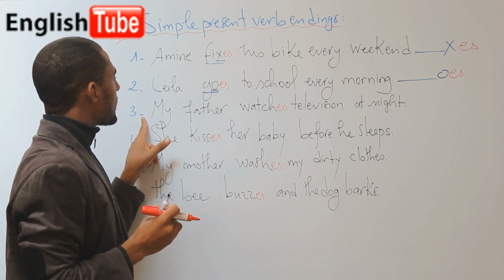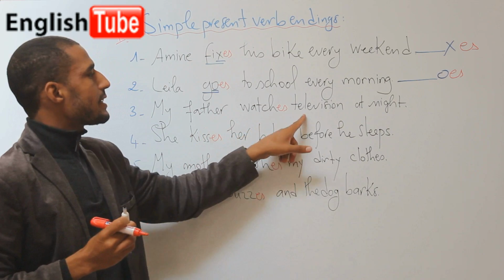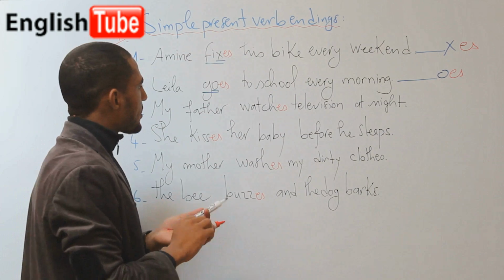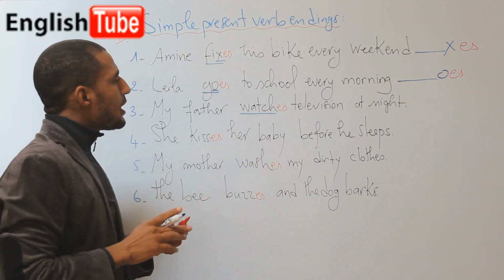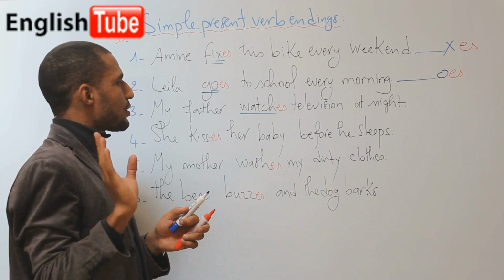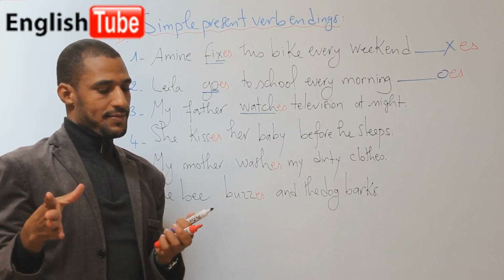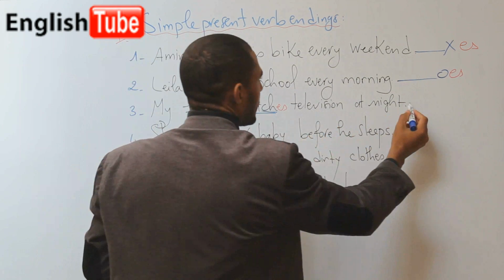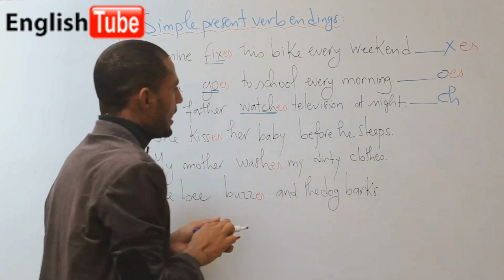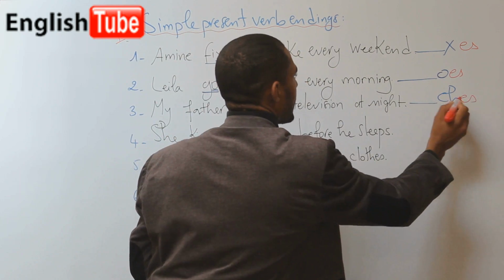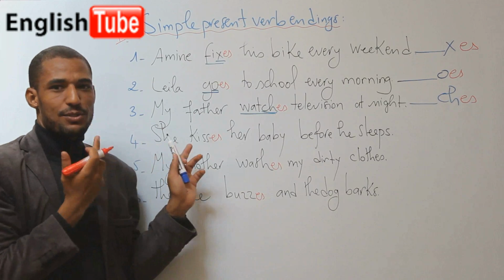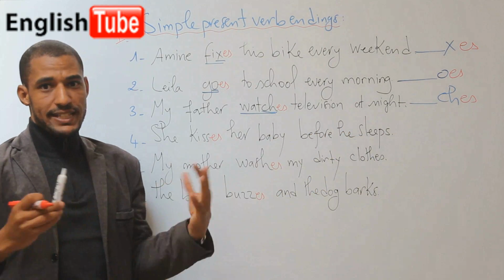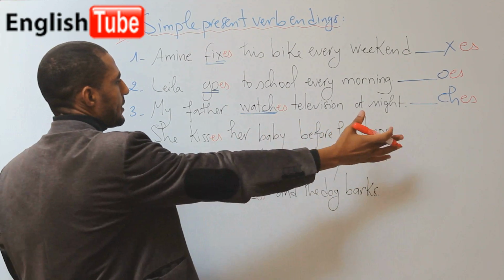Let's move on. Number 3: My father watches television at night. The verb base here is watch, right? Now, I want you to tell me what are the two last letters of the verb base. The two last letters are C and H, okay? And the verb ending again is ES, at the end, right? So let's move on to number 4: She kisses her baby before he sleeps, or it sleeps, right? So forget about the second verb.